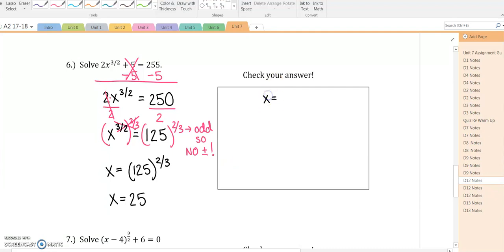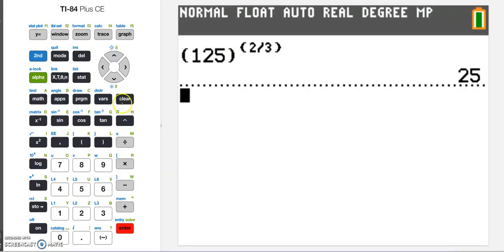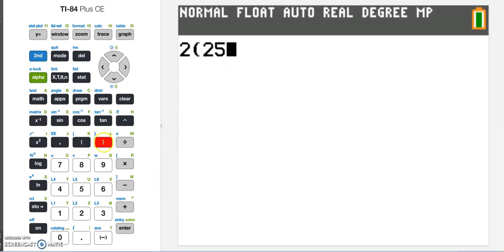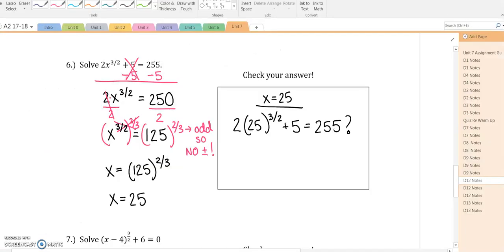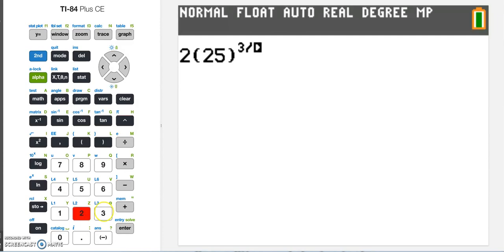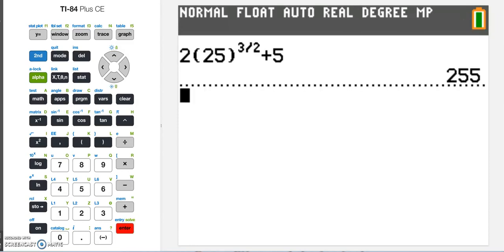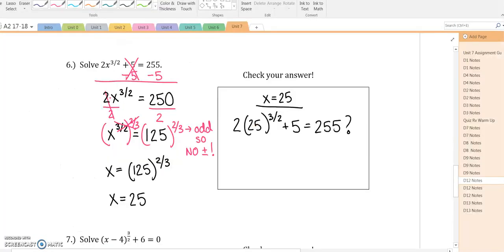Now before I circle it, I'm going to write it off to the side here and check it out. So 2 parentheses 25 to the 3/2 plus 5. Does it equal 255? And I'll type it in my calculator and see. 225, 3/2. Sometimes I mix up my exponents, so I always like to check. Remember, move back down, and then plus 5. 255. Checks out, so that's my answer.